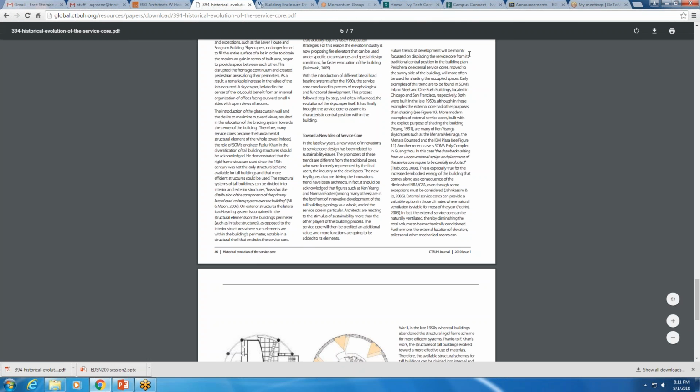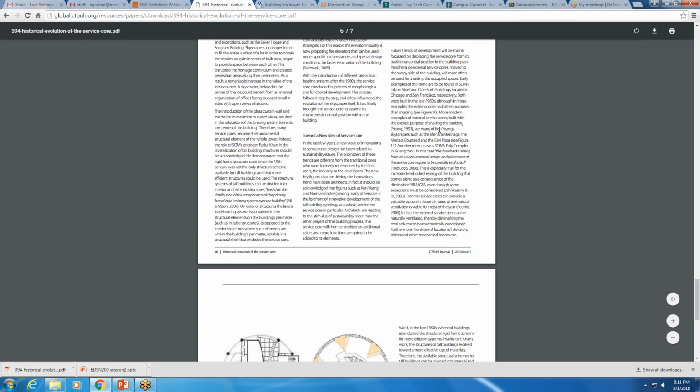The future trends in development will mainly be focused on displacing the service core from its traditional central position in the building plan. Peripheral or external service cores moved to the sunny side of the building will moreover be used for shading the occupied spaces. Early examples of this trend are to be found in the Soames, Inland Steel and One Bush buildings located in Chicago and San Francisco respectively. Both were built in the 1950s.